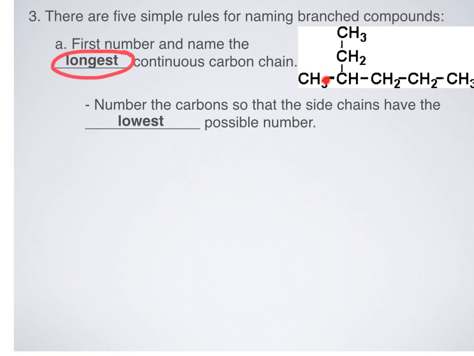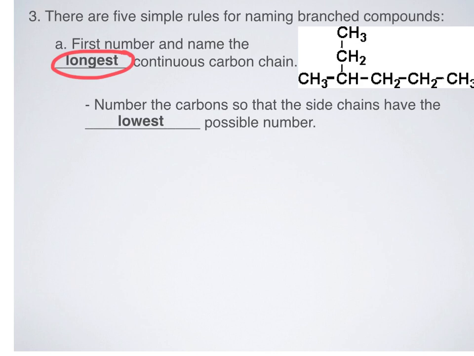I could go directly across in a straight line. I could start at the top and make an L shape. I can go backwards and make a backwards L shape. I could start backwards here. I mean, there are at least 4 different ways of making continuous carbon chains. But I want the longest continuous carbon chain. Okay, so that's our first rule.